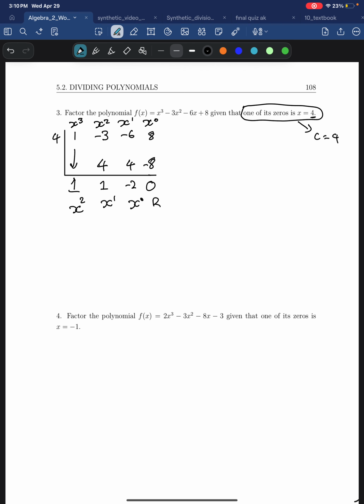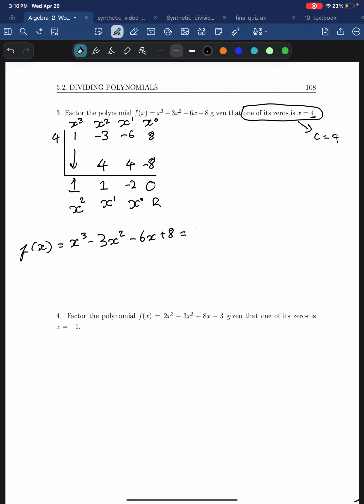Okay, so let me just rewrite that. Say f of x. And remember, we're factoring here, right? I'm just representing my equation in a different way. I'm just factoring. So I have this equation, and I know one of its zeros is x equal to 4.